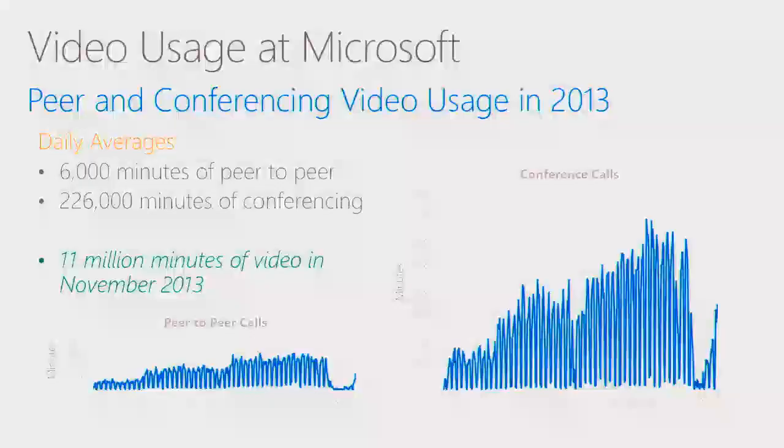So the first thing is that these two graphs are on the same scale, so you can compare them side by side. Peer-to-peer versus conferencing. First thing that's obvious is way, way, way more conferencing calls. And this is minutes of video. And also a lot more growth. With peer-to-peer, there was some growth and it plateaued, and then some growth and it plateaued. Conferencing calls, just more and more people.